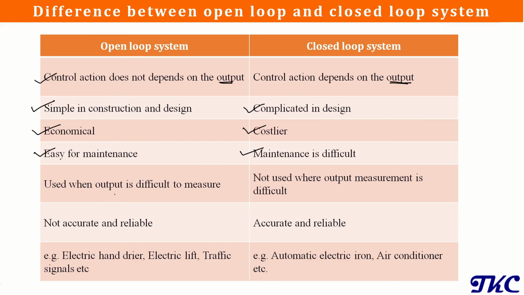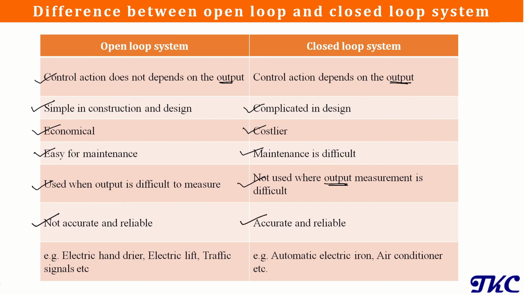Open loop systems are used when the output is difficult to measure. This we can consider as one of the biggest advantages of an open loop system. If we are not able to measure the output, in that case we will design an open loop system. But we cannot have a closed loop system where it is difficult to measure the output. As in an open loop system, a feedback element is not present, so they are not accurate and reliable. And when we talk about the closed loop system, as they have a feedback element that continuously monitors, they are accurate and reliable systems.